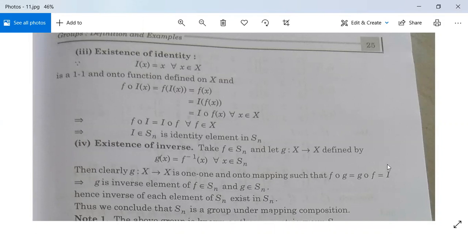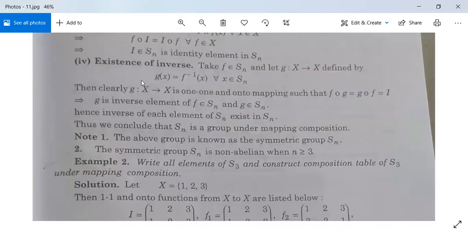Fourth one is existence of inverse. Take f in S_n. S_n में एक f ले लो, mapping. And let g be a mapping from X to X defined by g(x) is equal to f inverse of x for all x in X.